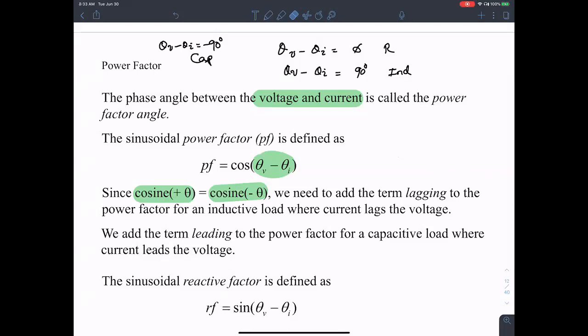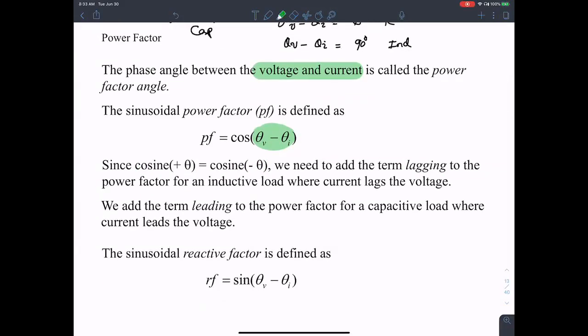We need to add the term lagging to the power factor for an inductive load, where the current lags the voltage, in order to clearly specify. Sometimes the cosine term can camouflage the information about which one is leading and which one is lagging. So in order to be absolutely certain, we add the terms lagging and leading. When we say leading, all we mean is the current is leading. Power engineers like to think of everything in reference to a current. So leading means the current is leading, and lagging in this context means the current lags the voltage.